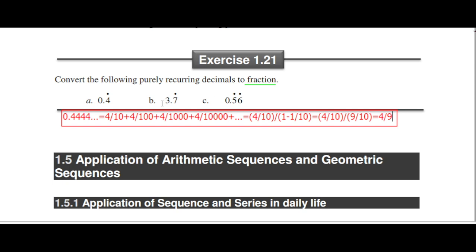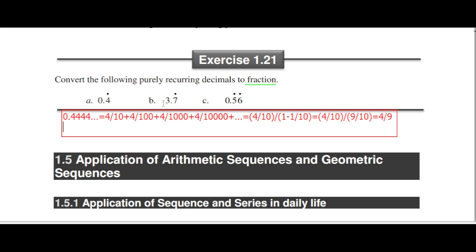Now let's go to number B, 0.777 and so on. This can be rewritten in fraction form like this: first term 7 over 10 plus next 7 over 100 plus next 7 over 1000 plus next 7 over 10,000 plus and so on.